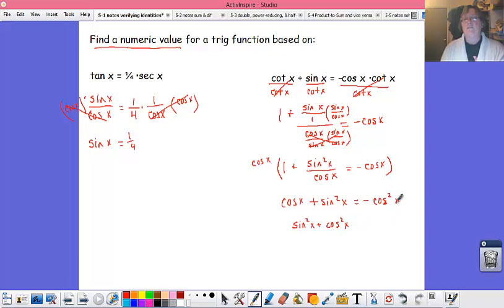And we're adding a cosine squared x to both sides. On this side, I'm going to subtract a cosine x, so I get a, see that? Sine squared plus cosine squared, that's 1. 1 is the same thing as the negative cosine of x. That must mean that negative 1 is the cosine of x. And I have got trig function equals number.